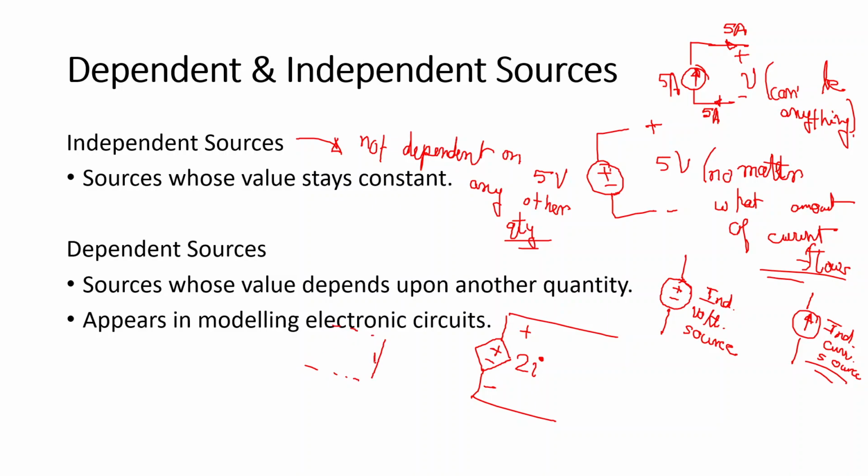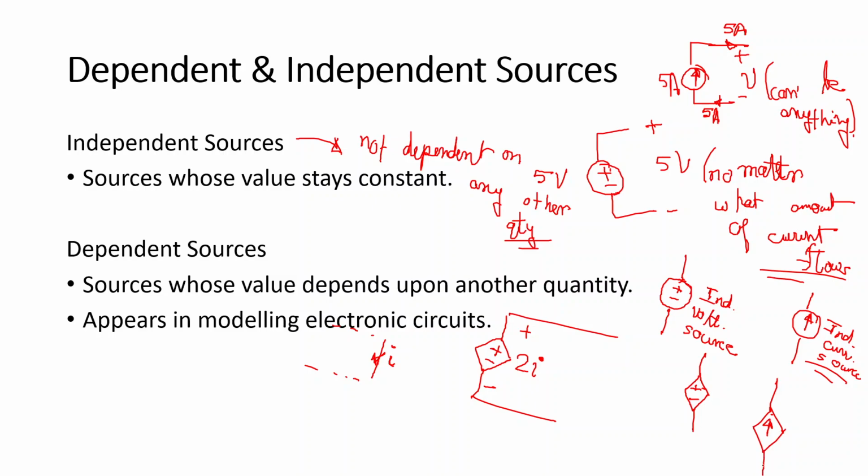Here some current I is flowing, and upon this current I, this voltage source is dependent. Similarly, there can be current dependent current source, current dependent voltage source, voltage dependent current source, and voltage dependent voltage source. All the dependent sources are represented by a rhombus. The other nomenclature remains the same. If it's a voltage source, it's represented by a plus minus sign, and if it's a current source, it's represented by an arrow.